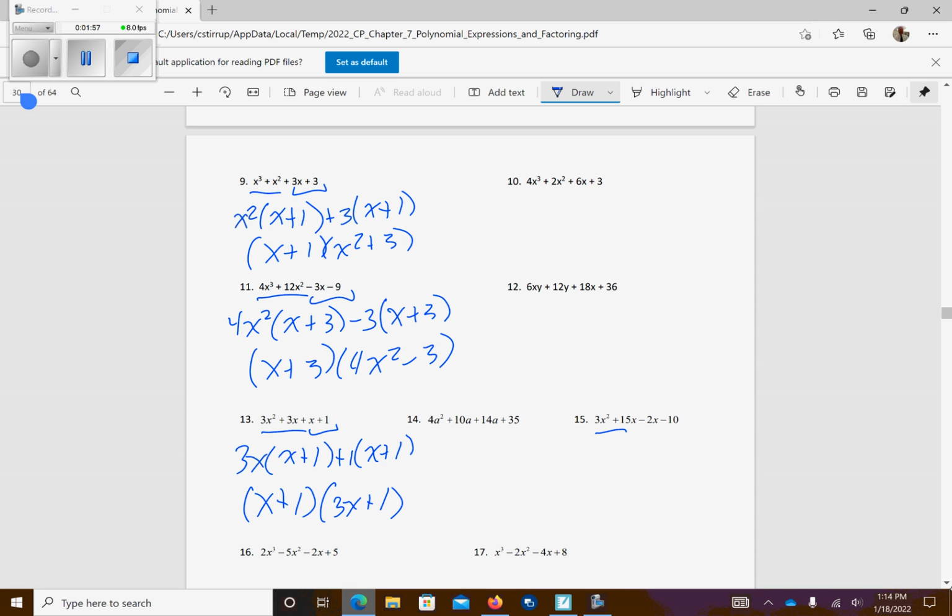This one, there's 4 terms, so I can factor a 3x out of both. That leaves me x plus 5. On this, I'm going to factor a negative 2 out of both, so that leaves me x plus 5. Being those x plus 5s are the same, it's going to yield me this.